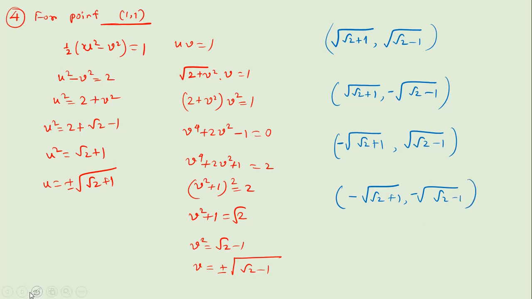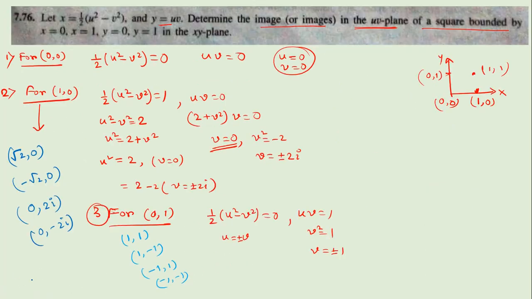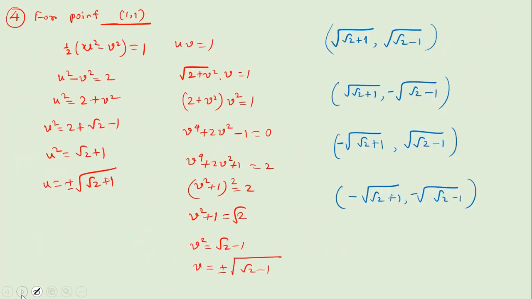I think it is clear. There are various images formed, that's why they are written in the images in the UV plane. Clear? If there is any doubt, you must comment in the comment box.